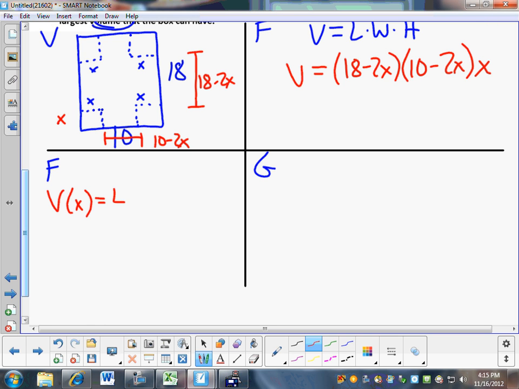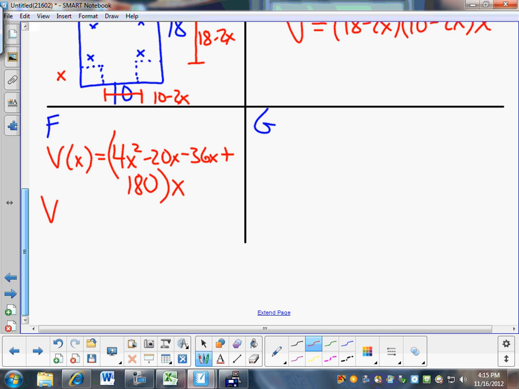Negative 2x times negative 2x, 4x squared. Negative 2x times 10, negative 20x. Negative 2x times 18, negative 36x. 18 times 10 plus 180 times x. So if we write that out, my volume in terms of x is going to be 4x to the third minus 56x squared plus 180x. So I distributed my x through. That's my volume formula. Now, you say to yourself, well, what does that graph look like?